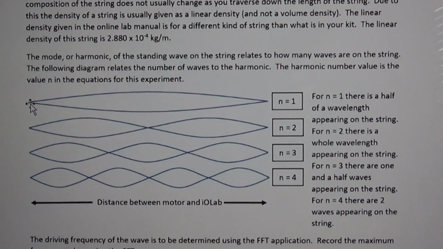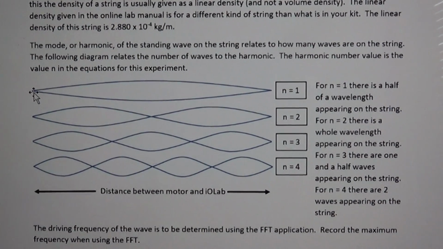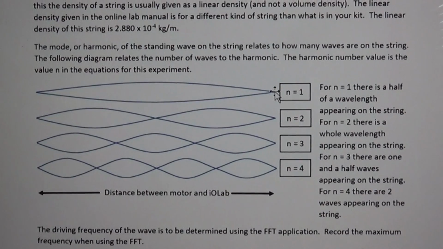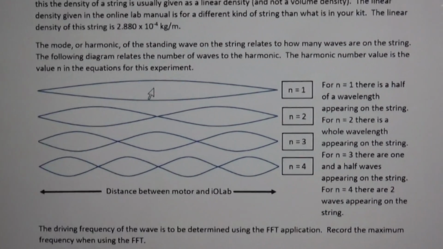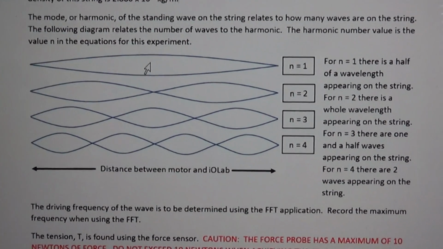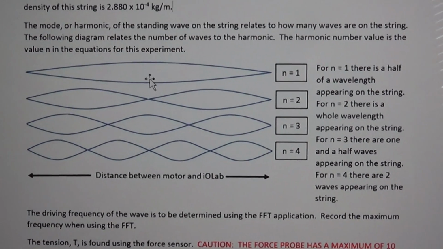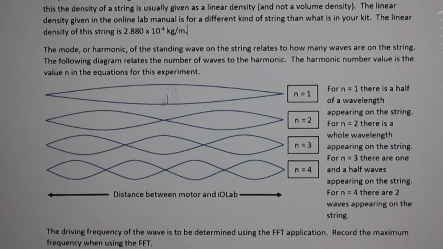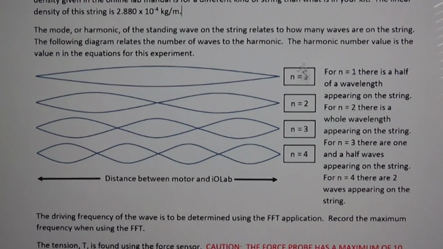So a node is a zero displacement up and down. It just doesn't move. And the same thing goes for the other side. But the middle, what's called an antinode, the opposite of a node, is where you have maximum displacement of the wave. So we see here we have one antinode, and one antinode is the same number as the harmonic, n equals 1.